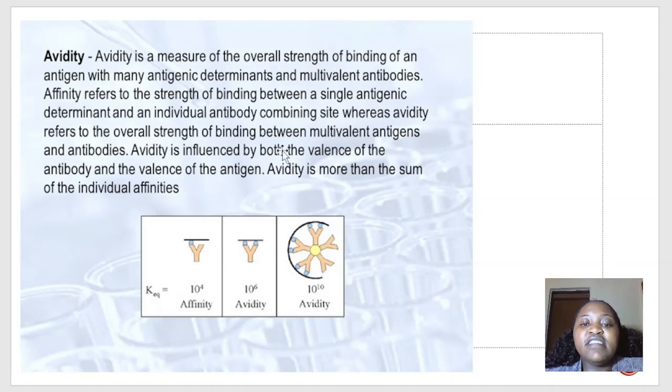Usually the avidity is influenced by both the valence of the antibody and the valence of the antigen. The valence of the antibody means, remember we said monovalent, which is one single binding site, but we have those that are pentavalent. That will also affect the avidity, or the strength of binding. Also, the antigen: how many of them are there? Is it two? Is it three? Is it four? So for example, here we have affinity of 10^4. Here we have avidity of 10^6. Here we have avidity of 10^10. So avidity is more than the sum of the individual affinities.